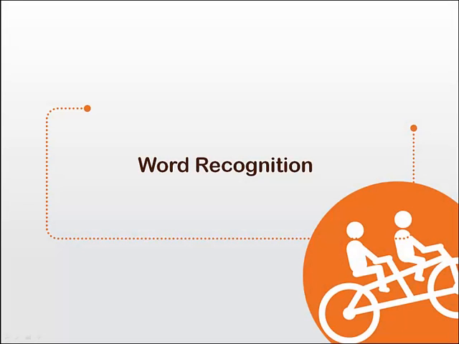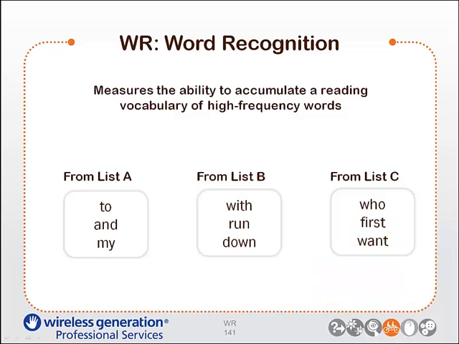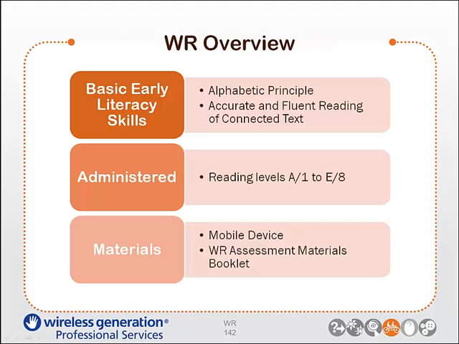Hi and welcome. We're going to be looking at the word recognition portion of the mCLASS assessment. Word recognition measures the ability to accumulate a reading vocabulary of high-frequency words. It is given to you in the form of three lists, list A, B, and C. This is done for reading level A to reading level E, and it does have assessment materials in your mCLASS assessment kit.